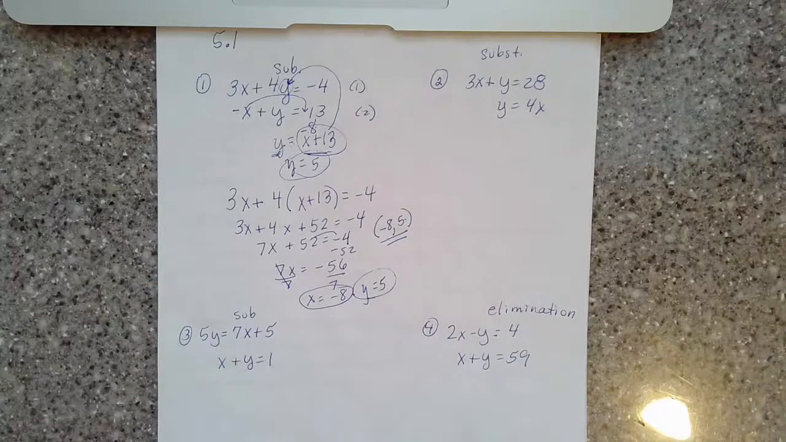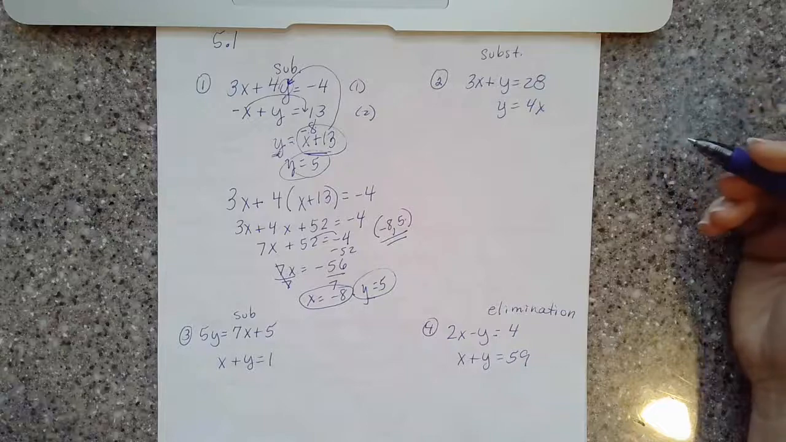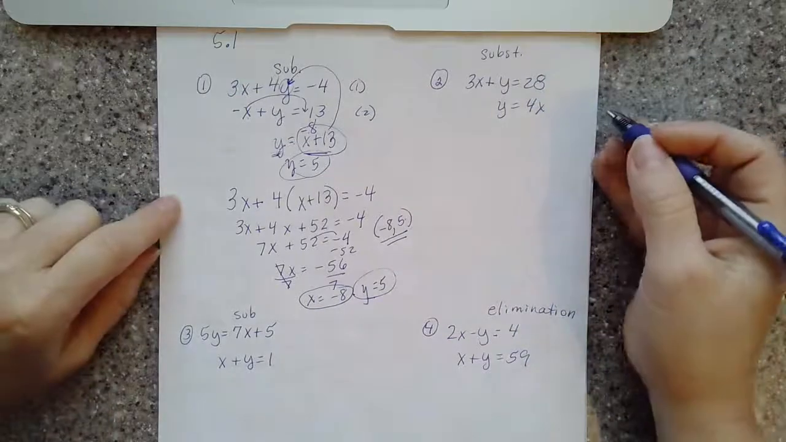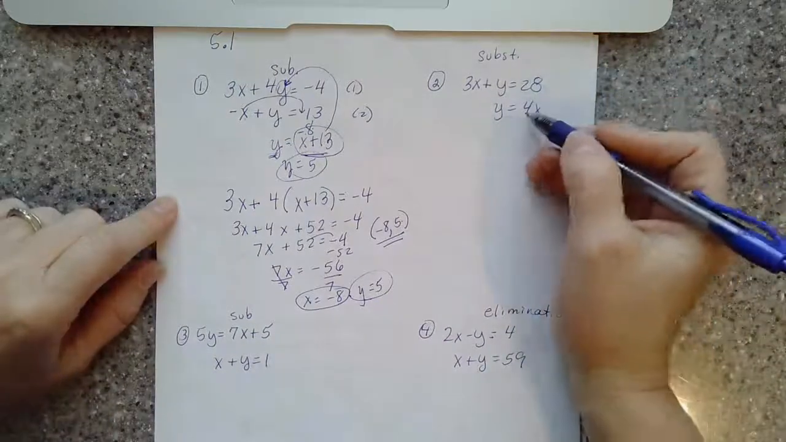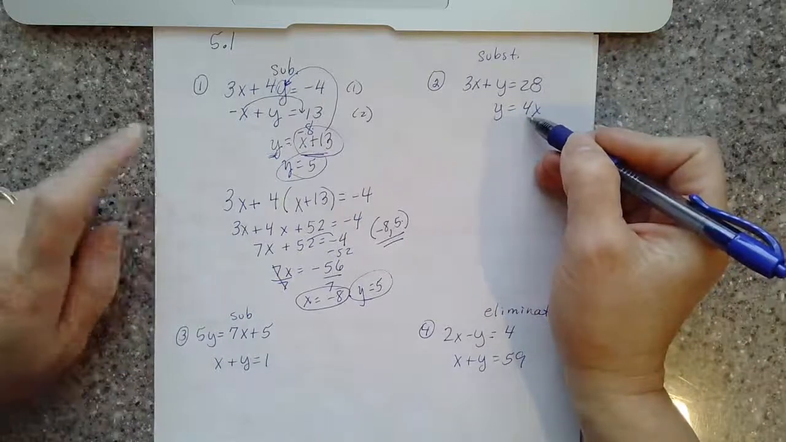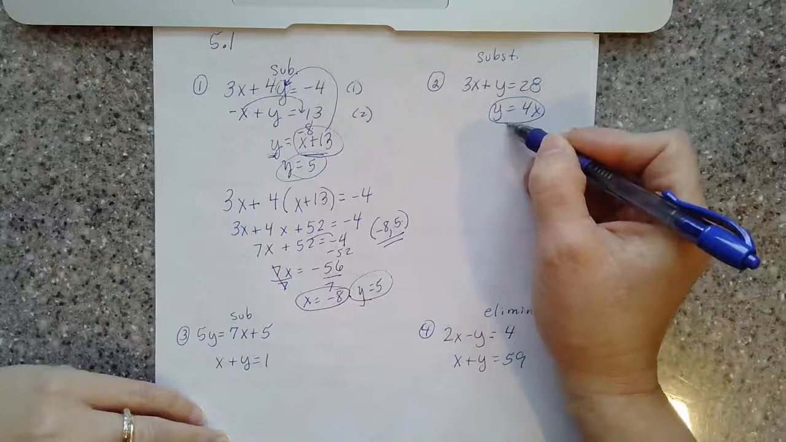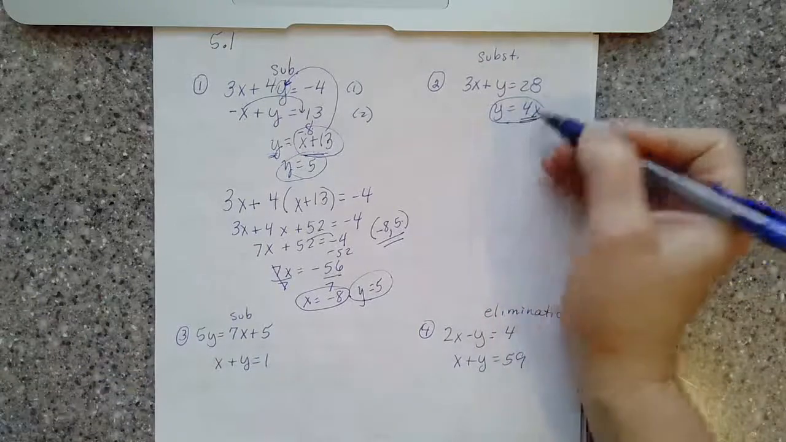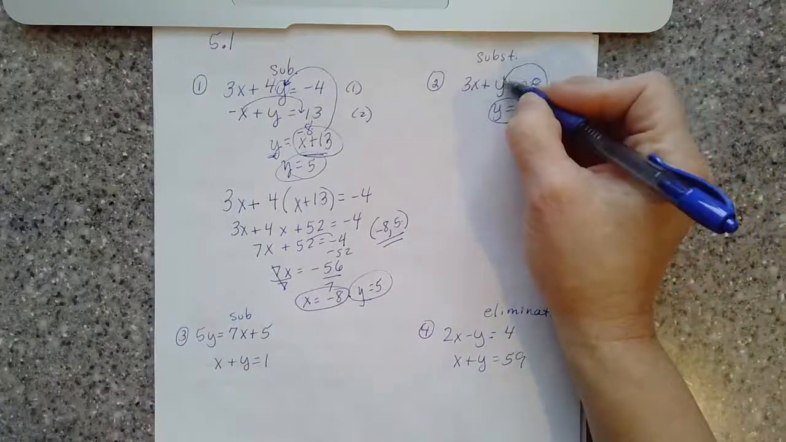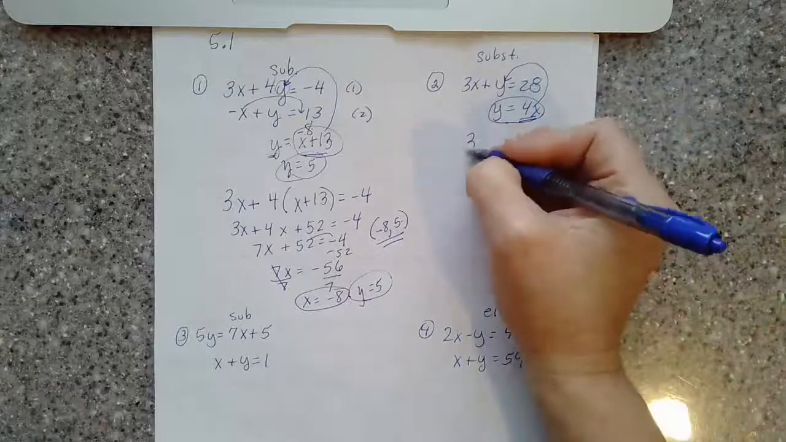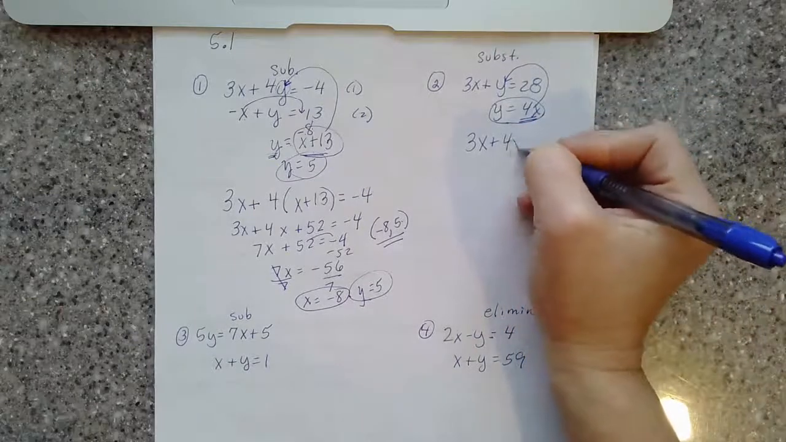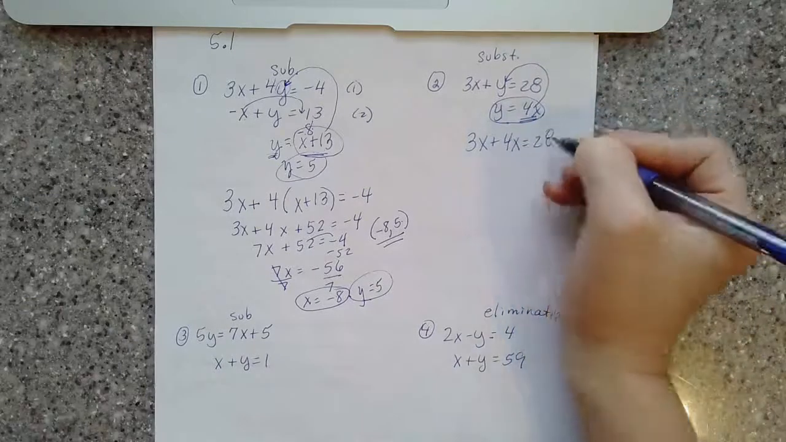All right, number 2. Do it again. On this one, they've already solved for a variable, so it's even a little better than the one we just did. We've already got y equals to start us out. So we can sub in the 4x for the y in the former equation. It's even more set up directly for the substitution method. And then that's solvable for x. We get x is 4.